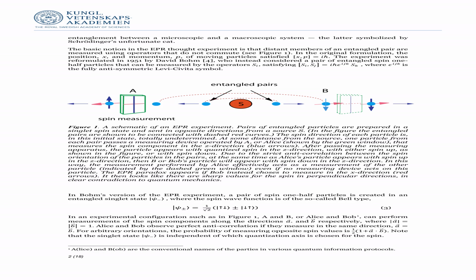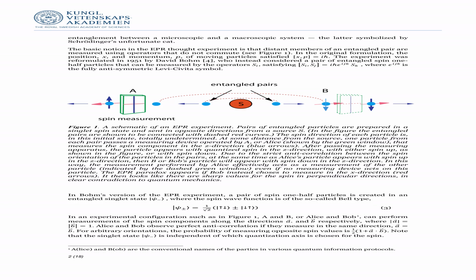Due to the strict anti-correlation between the spin orientation of the particles in the pairs, at the same time as Alice's particle appears with spin up in the z direction, then B, or Bob's particle, will appear with spin down in the z direction. In this way, the measurement performed by Alice effectively acts as a measurement of the other particle, indicated by the dashed green window, even if no measuring device acts on this particle.